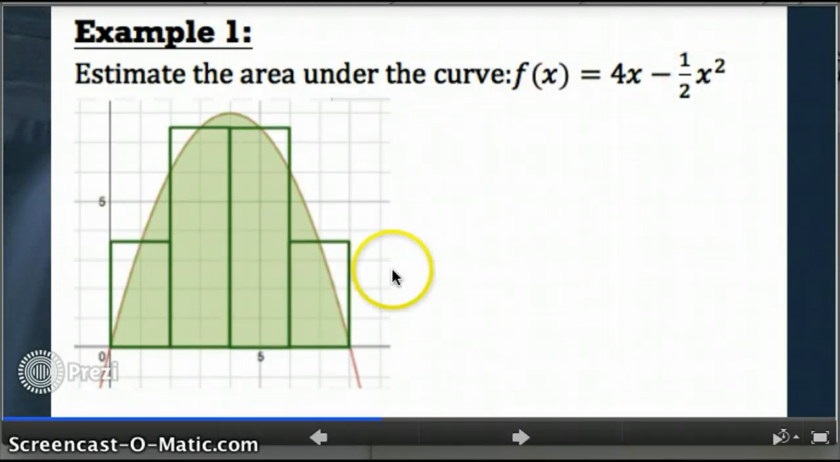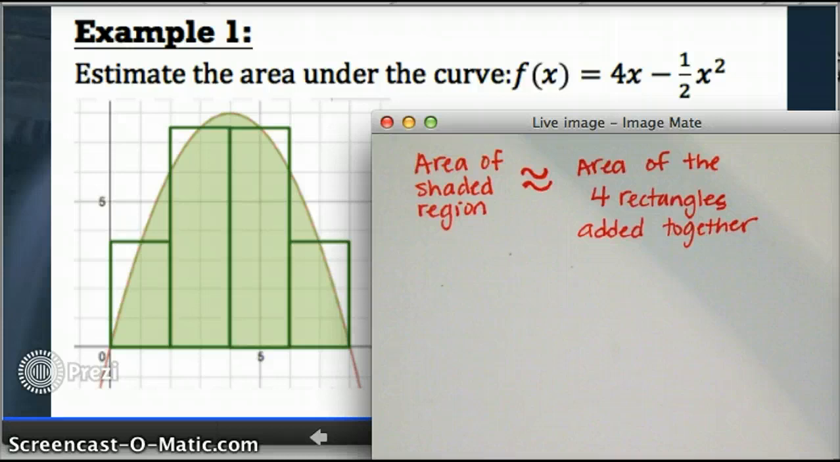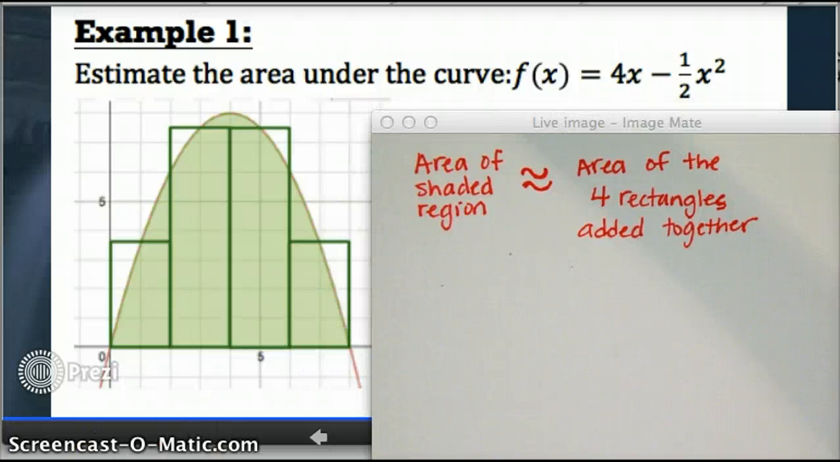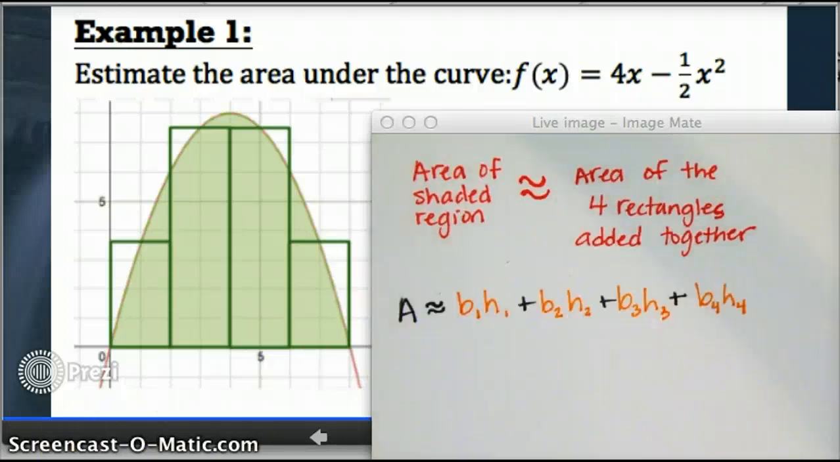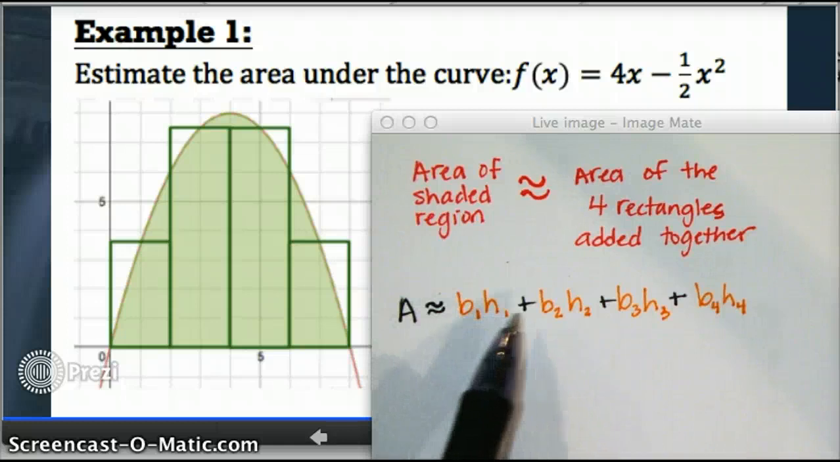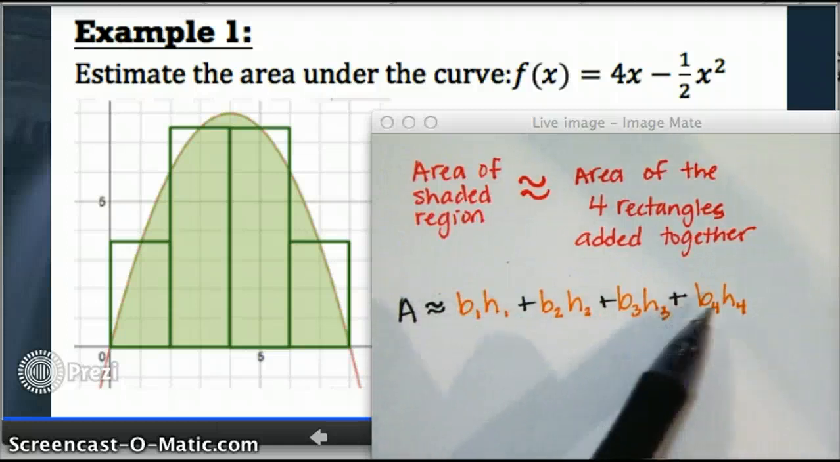So we want to estimate the area. Well, just a second ago, we said basically the idea is that the area of the green region is approximately the area of each of these 4 rectangles added together. So all I really need to do is figure out how to calculate each of these rectangles' area. How do you calculate the area of a rectangle? Exactly, it's just base times height. So basically, my total area is just going to be base times height plus base times height plus base times height plus base times height.